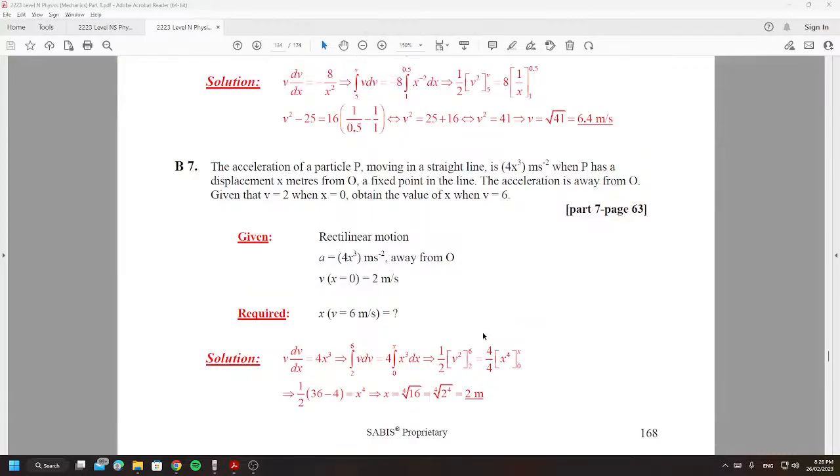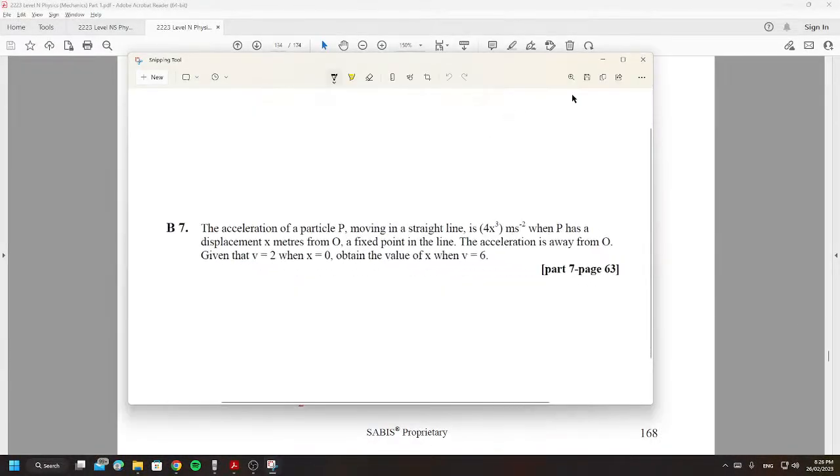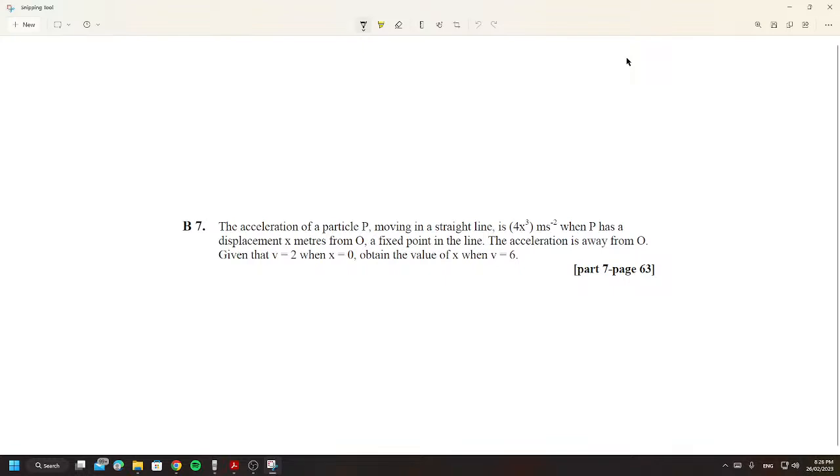Okay. Basic 7, let's go. So the acceleration of particle P moving in a straight line is A equal to 4x cubed, when P has displacement x meters from O, a fixed point in the line. The acceleration is away from O.